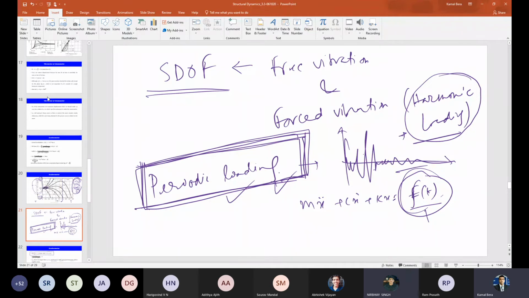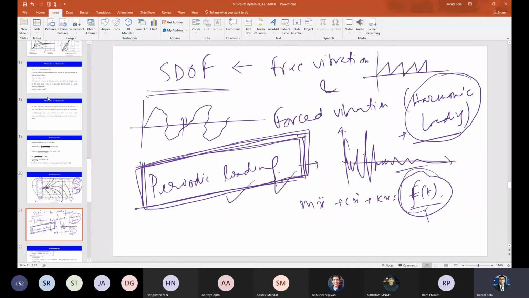So F naught cos omega t is the harmonic loading that we have finished. Now periodic loading. Periodic loading is not harmonic, right? Periodic means it is repeating, but it is not following a sine or cosine. Or it can be like this also. It's repeating after a certain interval. So how to use the concept of harmonic loading?